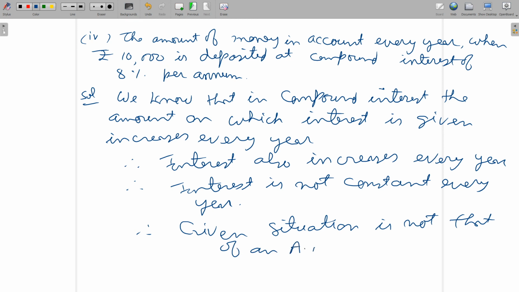So here, if you find, you'll see that the interest for the first year will be different, the interest for the second year will be different, and the interest for the third year will be different, and so on. If you find their difference, the difference will not be constant, because as we have seen, the interest increases every year. Whatever interest one person is getting in the first year, the interest in the second year will be more. Therefore, the difference cannot be constant, and therefore the given situation is not that of an AP.